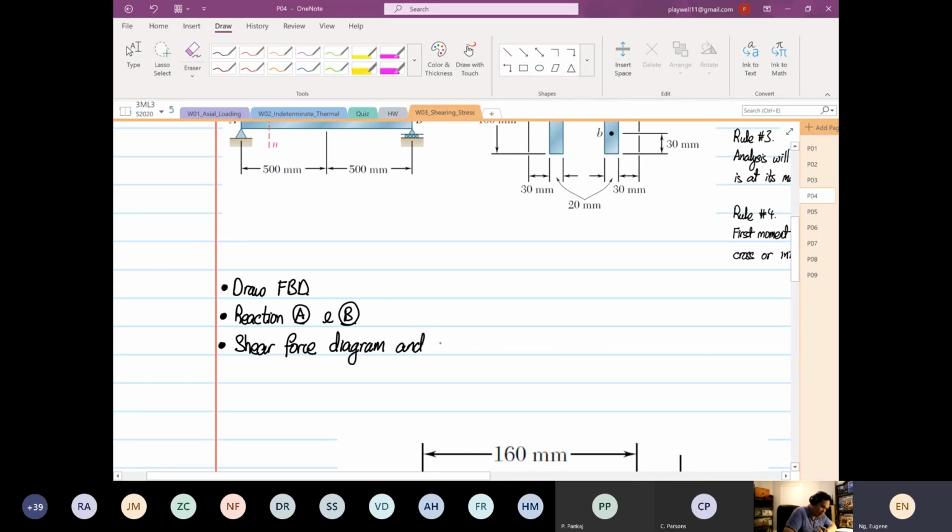Just an introduction. Later on, after this class, we are going to look into bending moment. Some of you have done it before. Some of you have not seen it yet. Don't worry, I'll go through it. Then from here, we are going to determine the shearing stress.